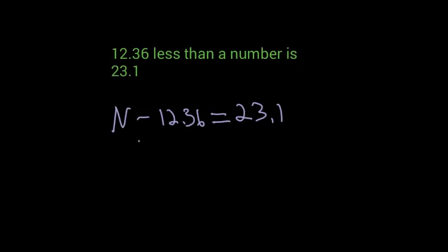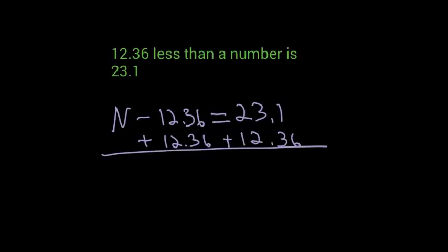So the opposite of subtracting is adding, so I'm going to add 12 and 36 hundredths. Make sure you're lining up your decimals. So the minus and plus cancel each other out, so I'm left with n equals, and add on the other side. Put that placeholder if you need it. 0 plus 6 is 6, 1 plus 3 is 4, 3 plus 2 is 5, 2 plus 1 is 3. So I get 35 and 46 hundredths.